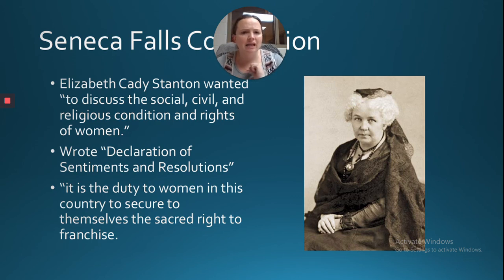She wrote a pamphlet or a paper called the Declaration of Sentiments and Resolutions, and in it she said it is the duty of women in this country to secure themselves the sacred right to the franchise, which would be the right to vote. This lady was actually going to be pivotal in the women's suffrage movement. She was very active in a lot of the early formation of ladies' groups.